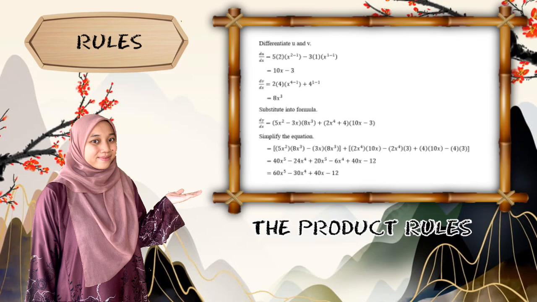Then, differentiate both u and v, and you will get the answer for du over dx is equal to 10x minus 3, and for dv over dx is equal to 8x to the power of 3. After that, substitute those by using the given formula. Then just simplify the equation.